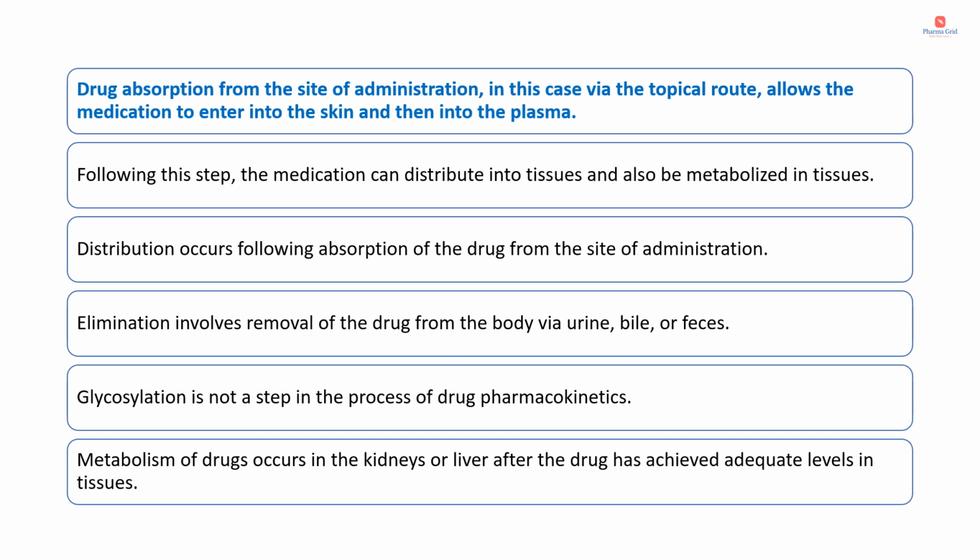Glycosylation is not a step in the process of drug pharmacokinetics. Pharmacokinetics mainly involves absorption, distribution, metabolism and elimination. Metabolism of drugs occurs in the kidneys or liver after the drug has achieved adequate levels in tissues. So these all are the reasons why in this question the answer came as absorption, which is the most critical step in achieving the therapeutic plasma drug concentration.